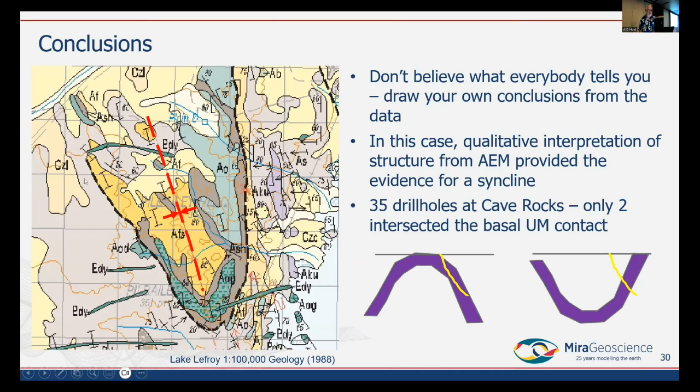And what was happening, they drilled 35 holes here, and only 2 of them had actually hit the basal contact of the ultramafics, which is where they were looking for their mineralisation. And when you think about it, they've had their structure upside down, and instead of drilling across dip, they've been drilling down dip and never hitting the contact. Right? So it was just a really interesting example of putting everything together.